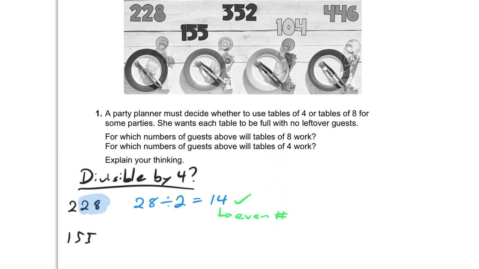155, again, we only have to look at these last 2 digits, and we can see, hopefully right away, that we can't divide it by 2 without a remainder. We will get 27 with a remainder of 1. Therefore, it will not be divisible by 4. Let's look at the next number.